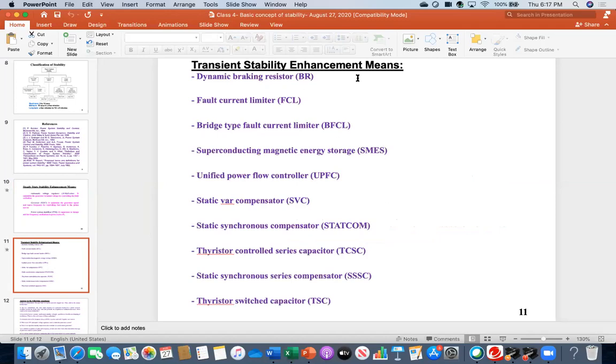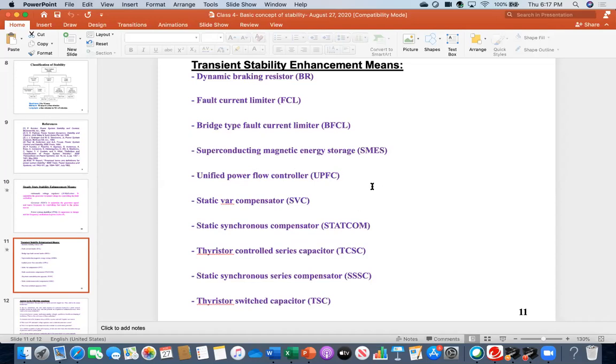So for transient stability there are several means, I think I have mentioned at least 10: dynamic braking resistor, fault current limiter, bridge type fault current limiter, superconducting magnetic energy storage, unified power flow controller, static VAR compensator, static synchronous compensator, thyristor controlled series capacitor, static synchronous series compensator, and thyristor switched capacitor. Therefore, I have mentioned 10 here. Even there are much more, and sometimes there are combinations.